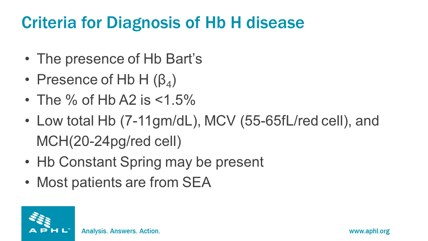Well, first we have the amount of Bart's at birth, and the presence of hemoglobin H itself. Hemoglobin A2 is generally low, but you know in the newborn hemoglobin A2 is low anyway. Total low hemoglobin, low MCV, low MCH, sometimes hemoglobin Constant Spring or other variants, and in general most patients are from Southeast Asian origin. Next slide, please.